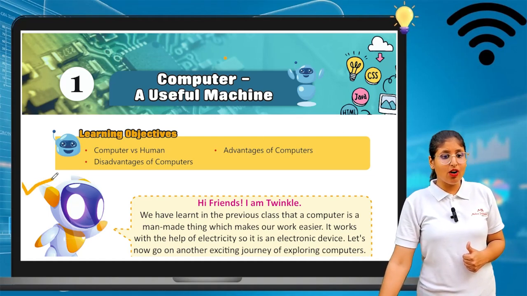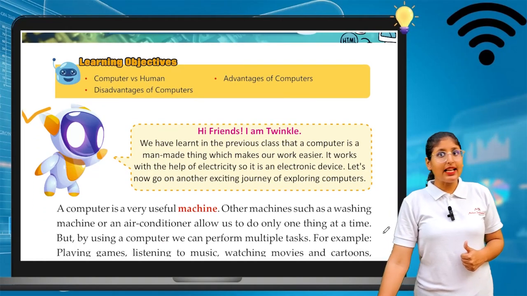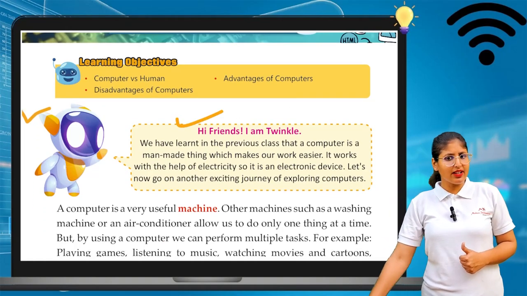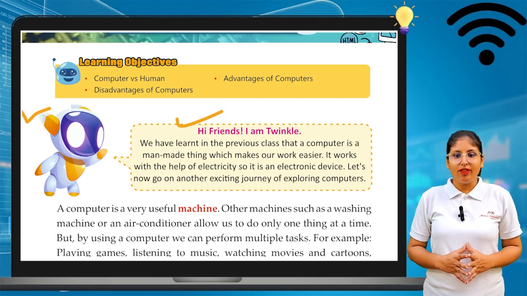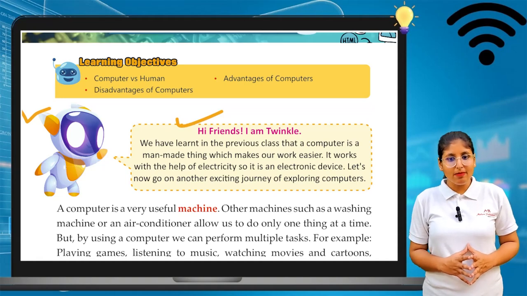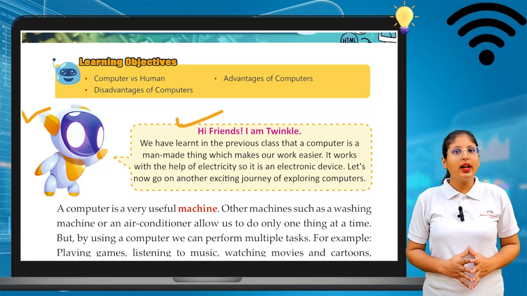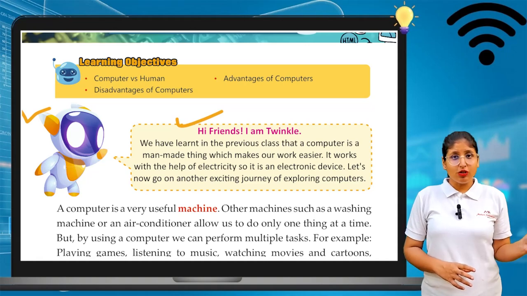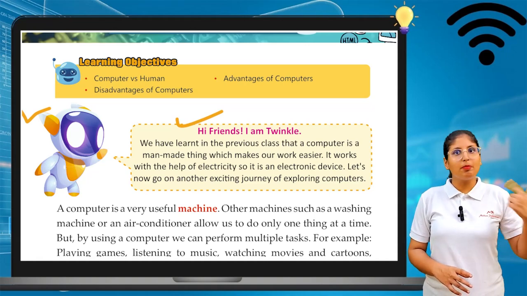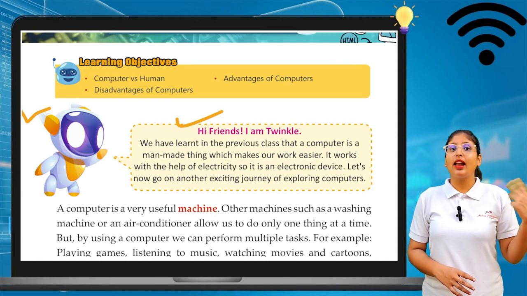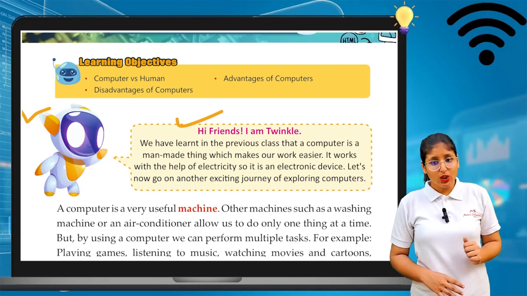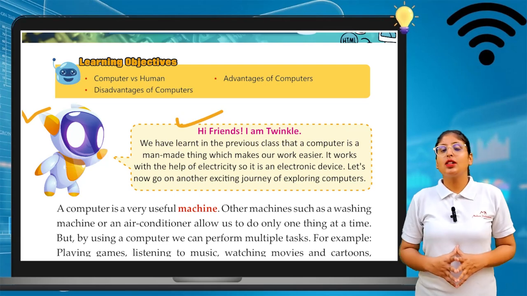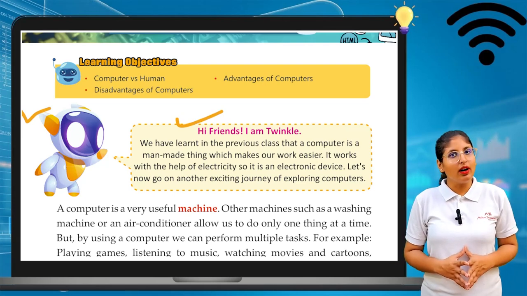Your friend is telling you something. Let's see what your friend is telling. Hi friends, I am Twinkle. We have learned in the previous class that a computer is a man-made thing which makes our work easier. In class first also we discussed computer, its parts, and how we can handle computer. The computer that we are using is man-made. We will use computer because computer makes our work easier.